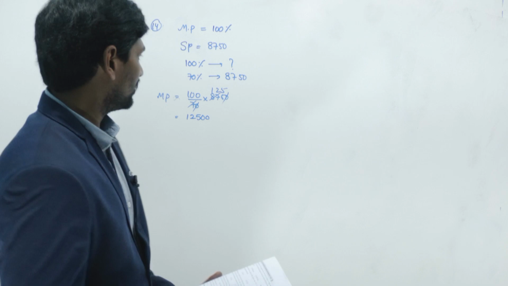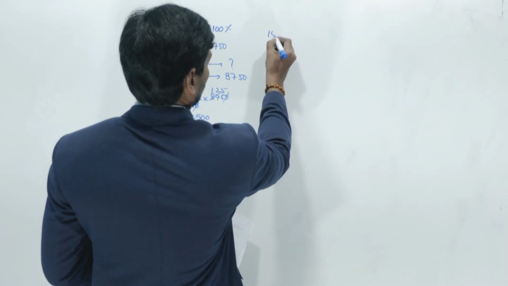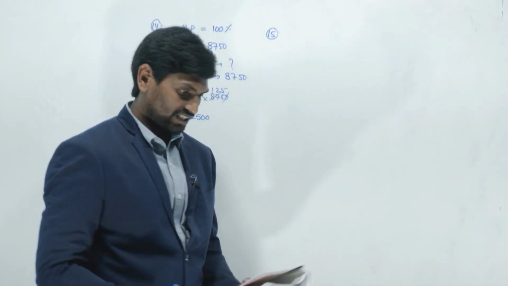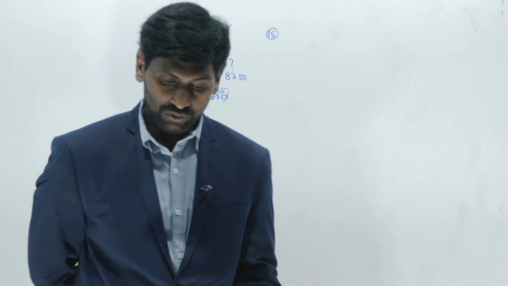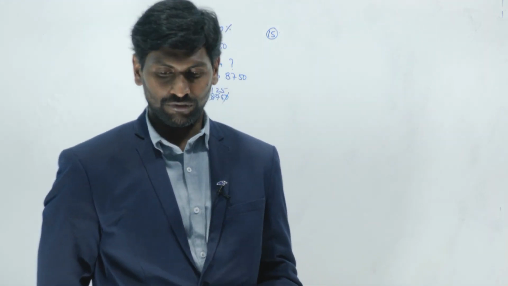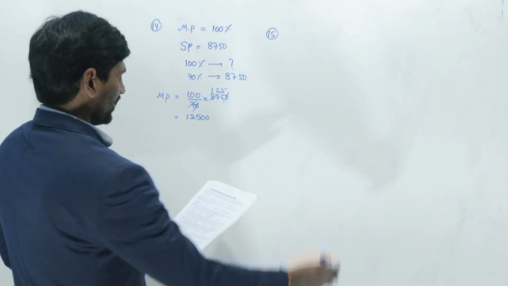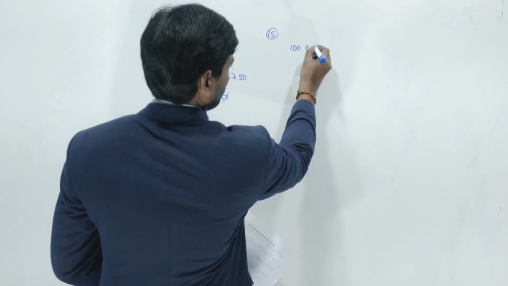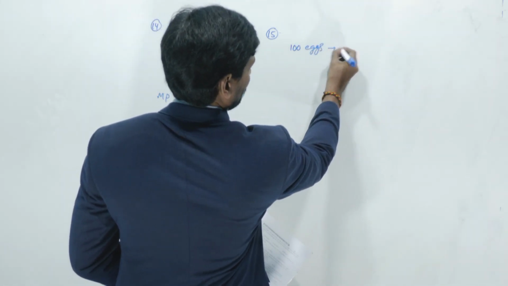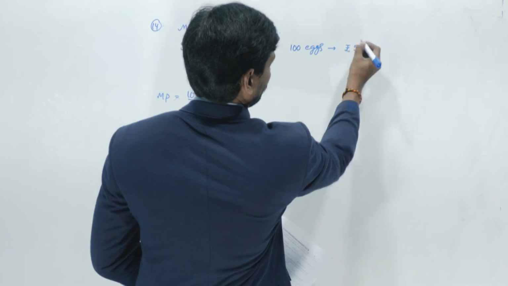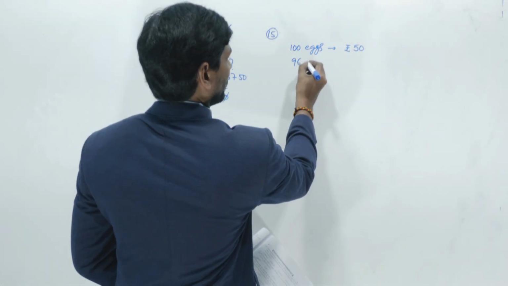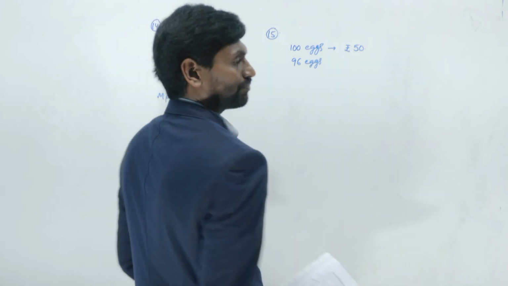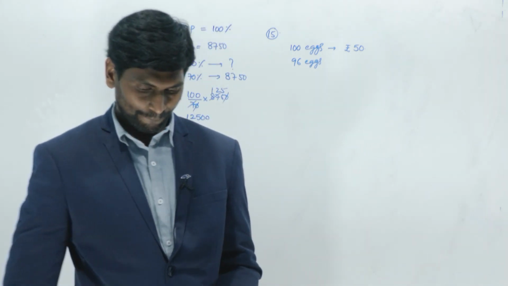15th question. It is given that Subramaniam bought 100 eggs for 50 rupees. Out of these, 4 eggs were found to be broken. So 100 eggs he bought for 50 rupees. 4 eggs are broken, so how many eggs are there? 96 eggs are remaining. Okay, now 4 is broken.